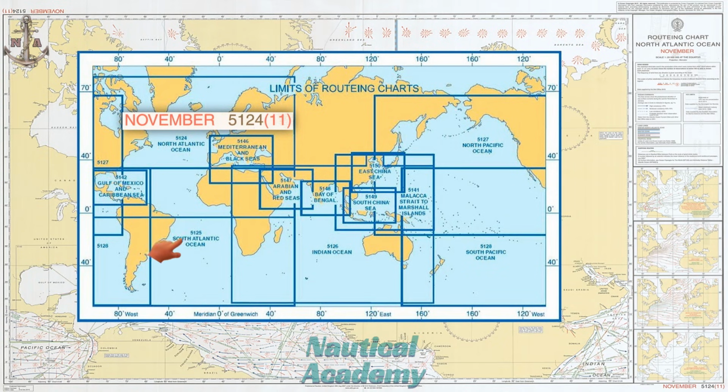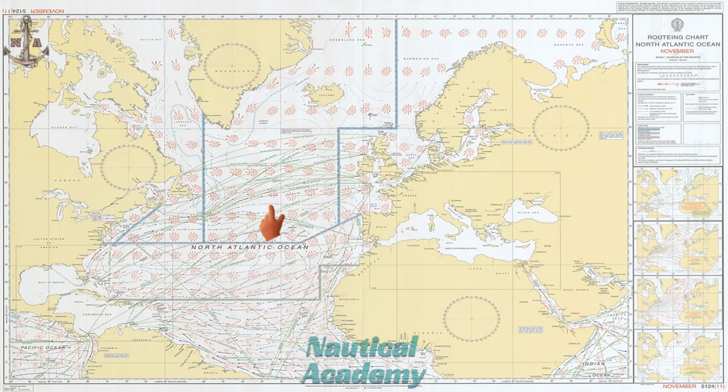The South Atlantic Ocean routing chart is numbered 5125. North Pacific Ocean is 5127. South Pacific Ocean is 5128. Indian Ocean is 5126, and there are also additional routing charts covering specific straits, bays, and gulfs. Now let's start interpreting the symbols and data shown on this routing chart.